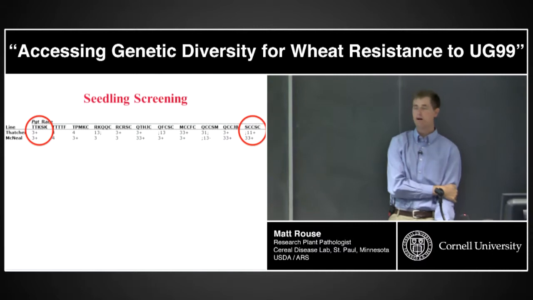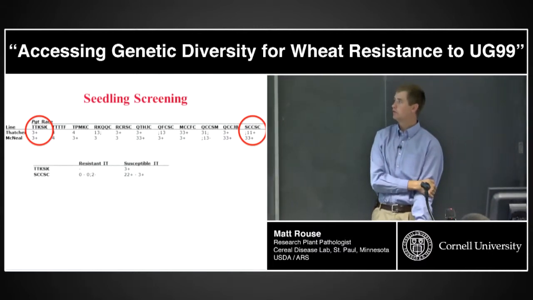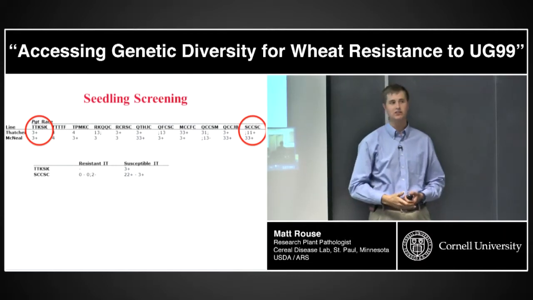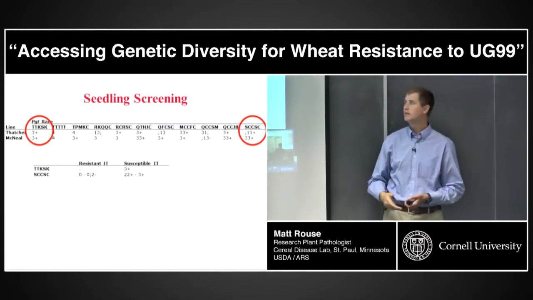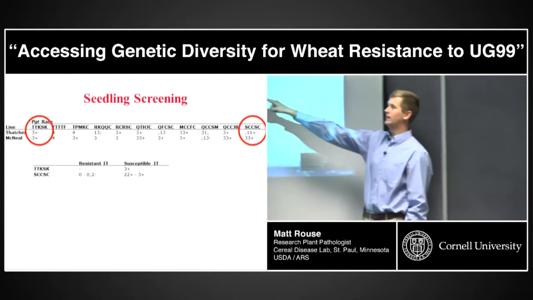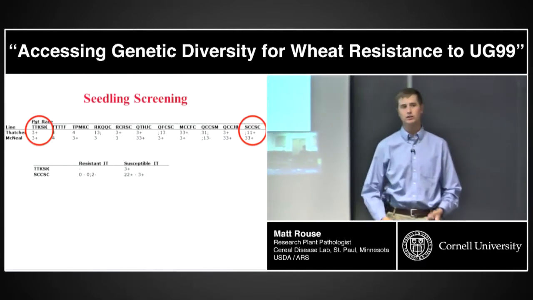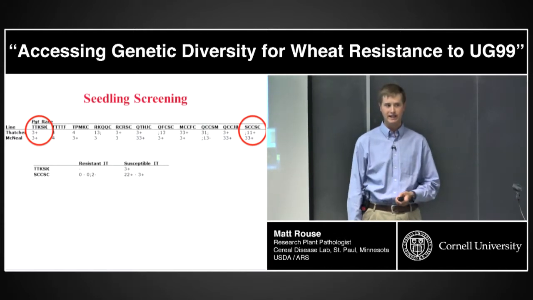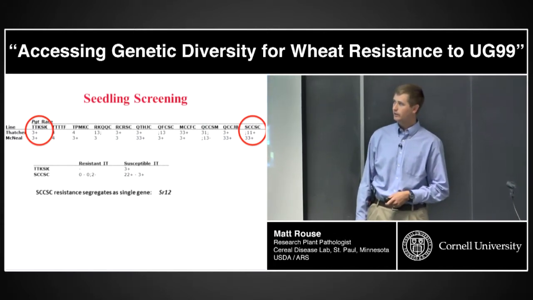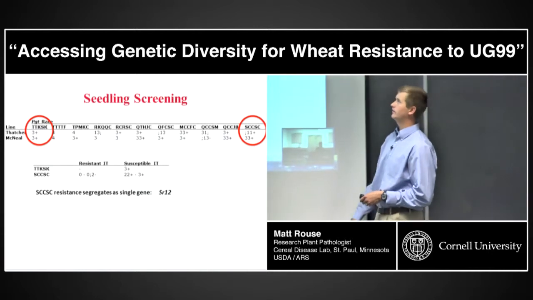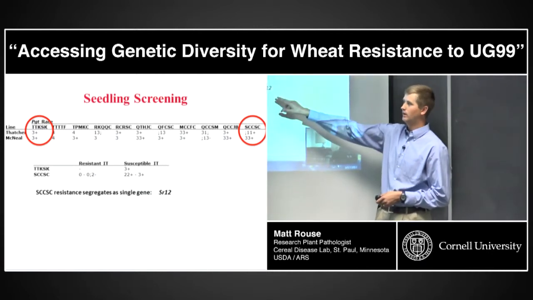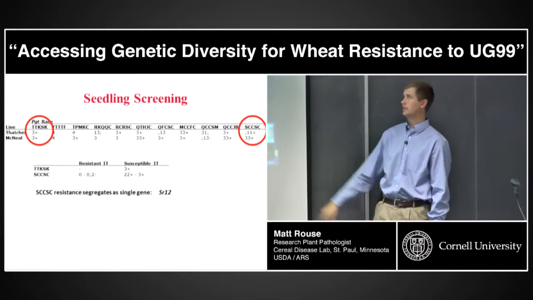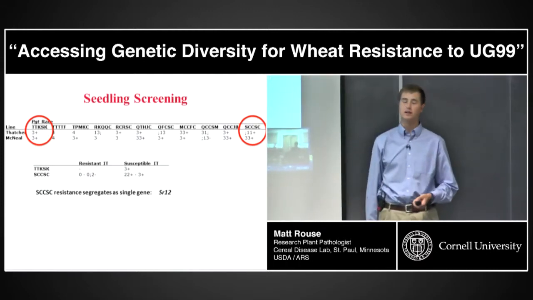So we evaluated the population to both TTKSK and also to this race SCCSC just to see what's going on. We found that race SCCSC had a single major gene, and that all of the population was susceptible to race TTKSK. It's already known that Thatcher possesses the resistance gene SR12, and we assume that SR12 was the gene giving this resistance in Thatcher.